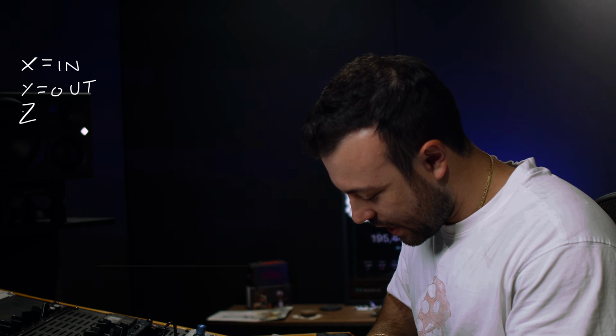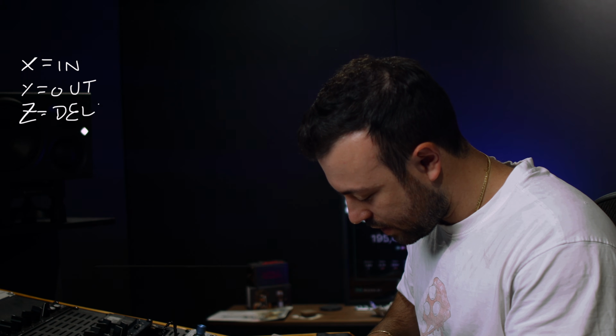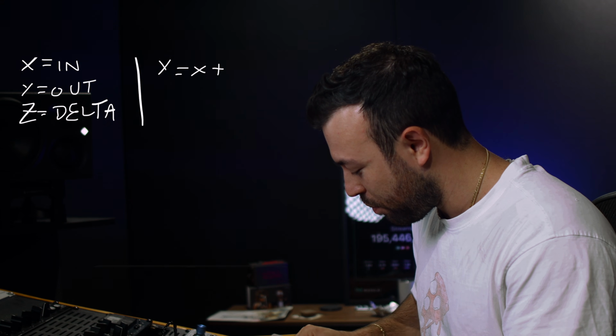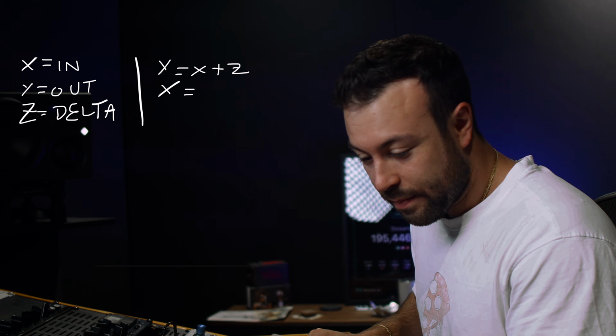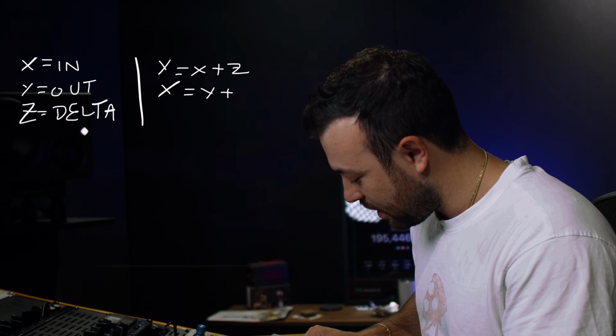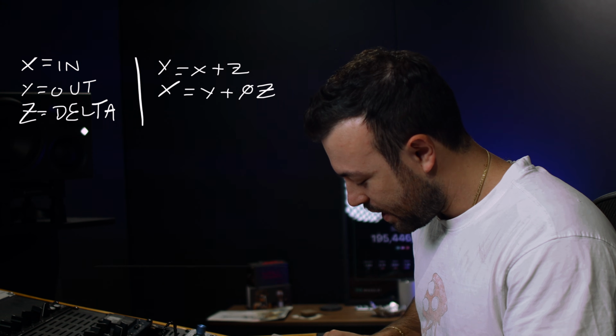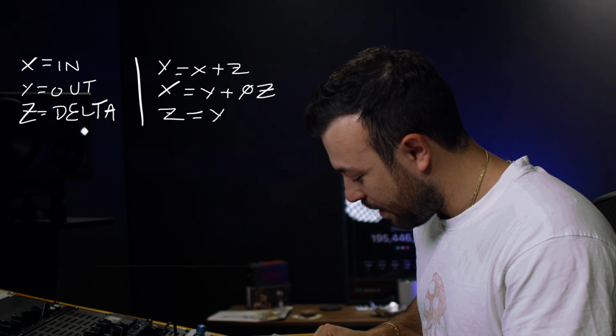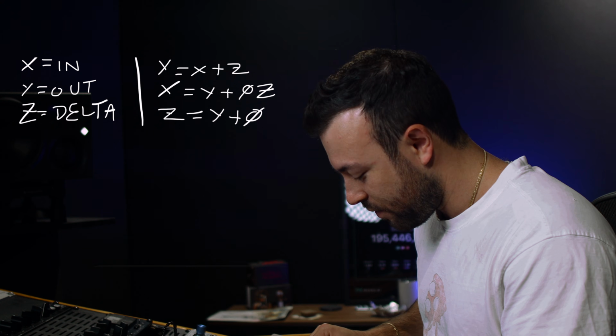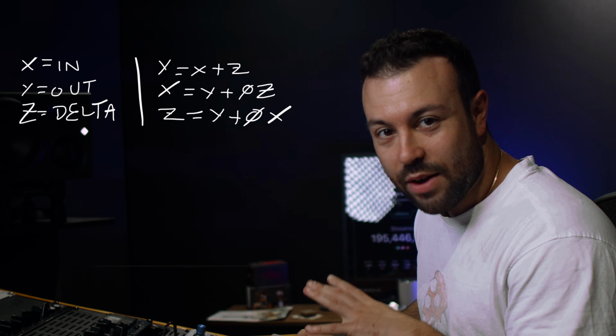So where X equals the input, Y equals the output, and Z is the delta. Let's just put delta there. Sorry, I don't have my stylus today. So with that, we can assume Y, which is the output, equals the input plus delta. And then if we want to get the input signal, it is the output plus the inverse of delta. And then if we want to get the delta signal, that would be Y, which is the output, plus the inverse of the input. Okay, so there we have it.